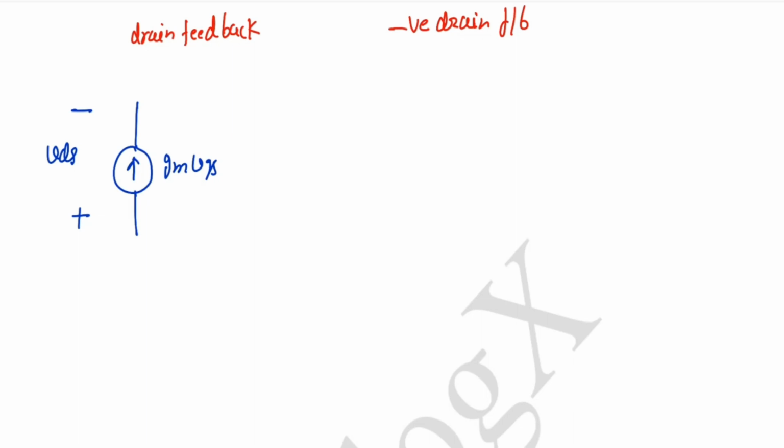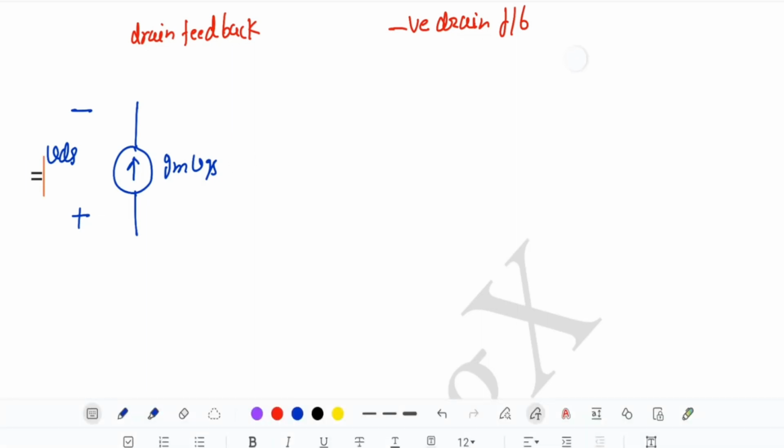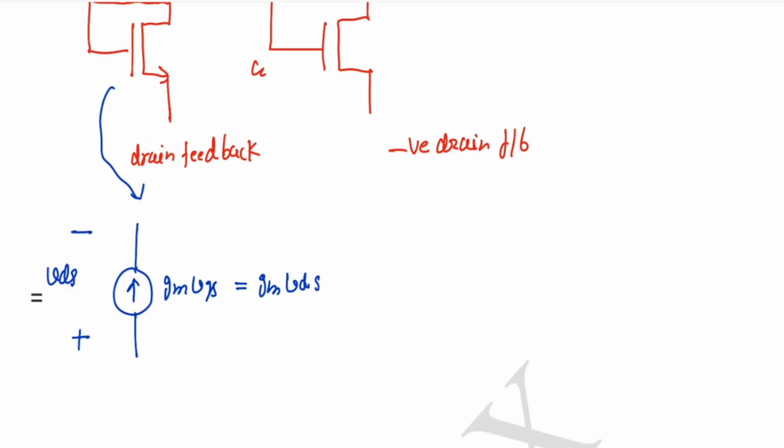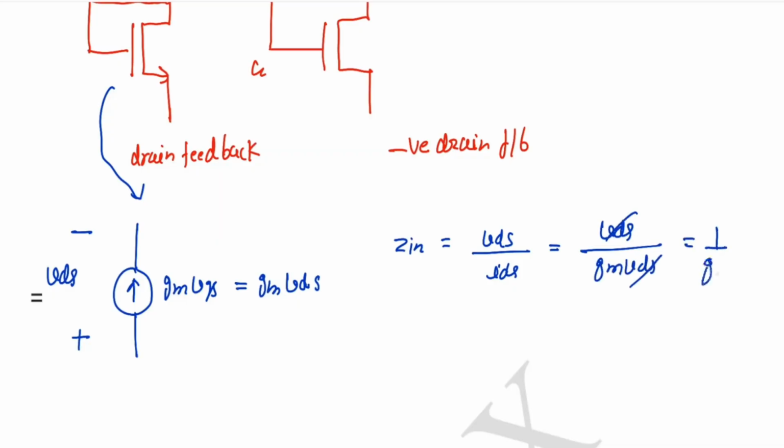Suppose I am taking it as diode connected, so in that case vg equal to vd. So that will be gm VDS, because VG equals VD in diode connection. If I calculate Zin in this case, that will be VDS by IDS. VDS is in the numerator and IDS is gm VDS, so this will cancel out and we will get 1 by gm.